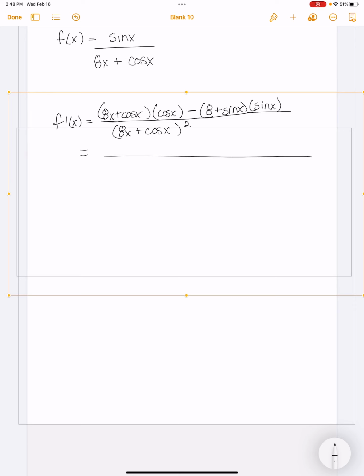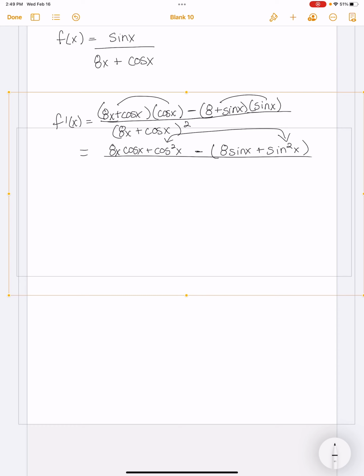All right. Now we need to combine these. So we have 8x cosine x plus cosine squared x. And then let's distribute this before we distribute the minus sign. So we're going to have 8 sine x plus sine squared x.